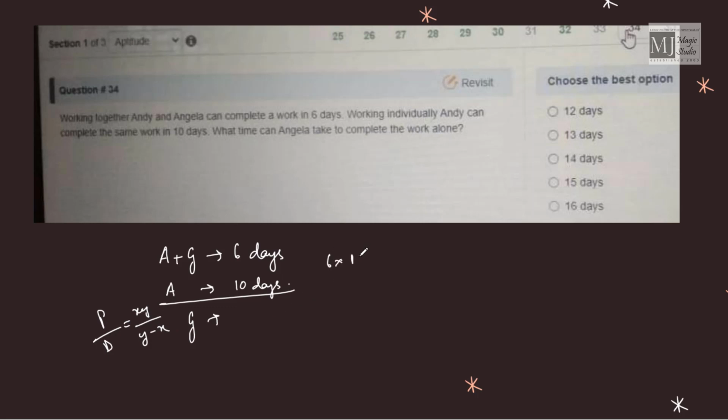So this would be 6 into 10 by 10 minus 6. 60 by 4 is 15 days. Angela alone will take 15 days to complete this piece of work. Option D in this case.